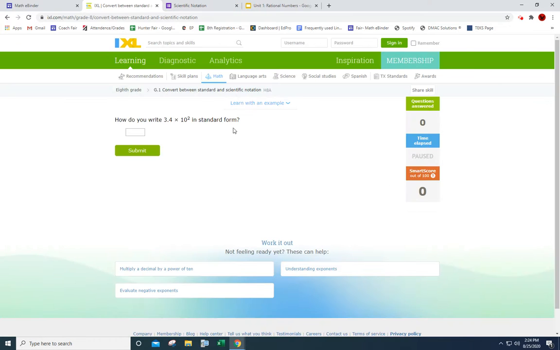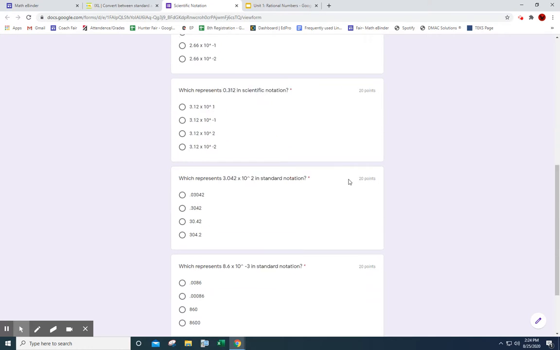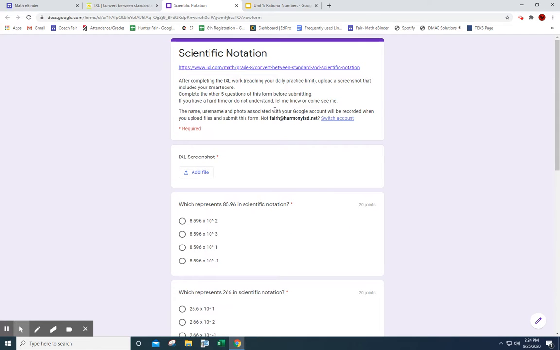This isn't going to load. Oh, there it is. It'll either pop up and tell you, or it'll tell you right here that your daily practice limit has been reached. Screenshot that, get your SMART score in it if you have one, and then you can upload that here. Notice it doesn't have any point values because that's just for practice. And then these 5 questions here are what you're going to actually answer to get a grade for the day. So if you get all that done, then you are finished.